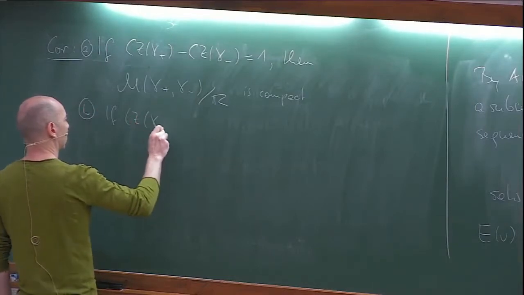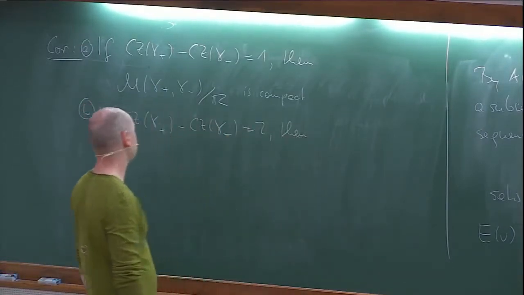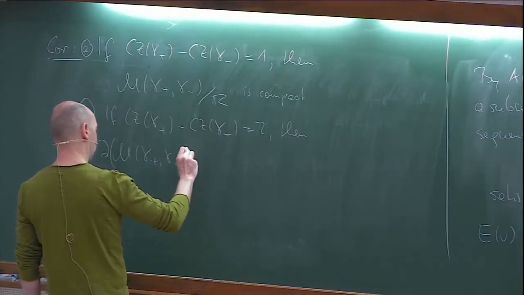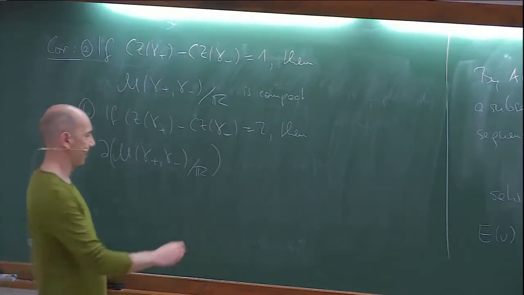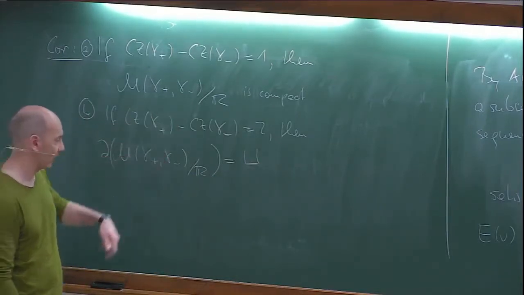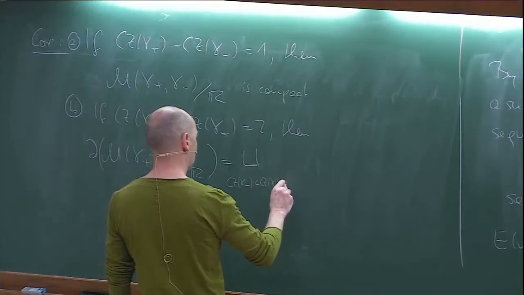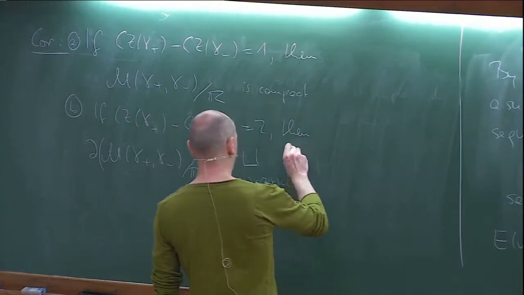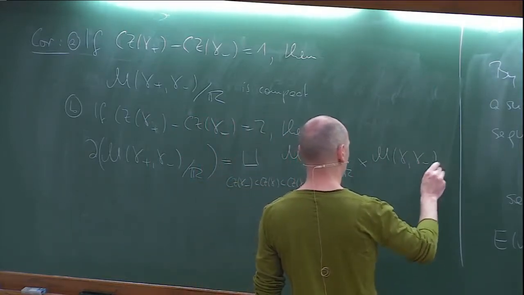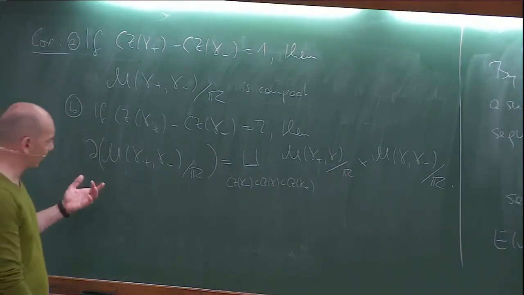And if the container index of gamma plus minus the container index of gamma minus is equal to 2, then the boundary of this moduli space is a union over all gamma, such that the container index of gamma minus is less than the container index of gamma is less than the container index of gamma plus, of the moduli space from gamma plus to gamma mod R times the moduli space from gamma to gamma minus mod R. These have index difference 2, so there's exactly one index in between. And if I had talked about orientations, then I would even assert that this is true with orientations.